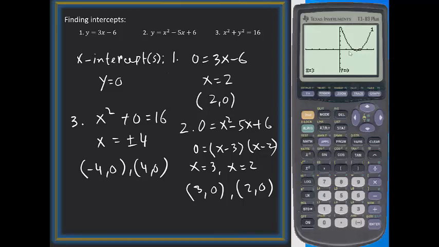But if you do not know, and you want to find it from the graph, you go to second trace. The zero will be at 2. So we can keep our pointer on the left side of the first zero. Hit enter. Then move it to the right side. Hit enter. One more time. You can see x equals 2 and y equals 0. That is your first x-intercept.